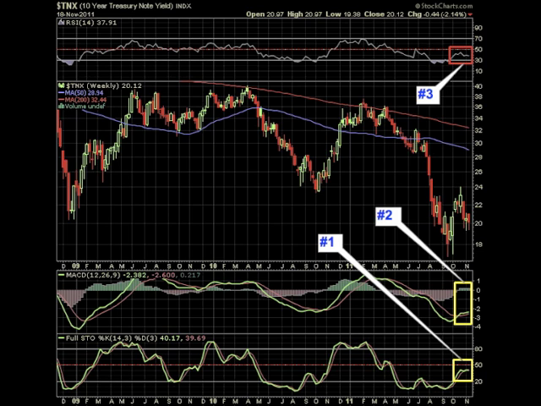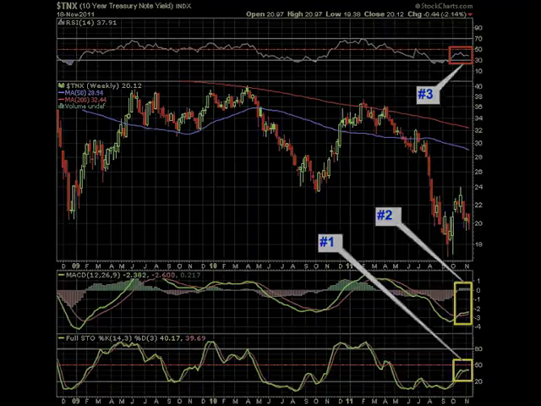Above that, point number three, the relative strength index, we were challenging that 50 line. We never made it there. Headed lower. Gave this one a red mark.